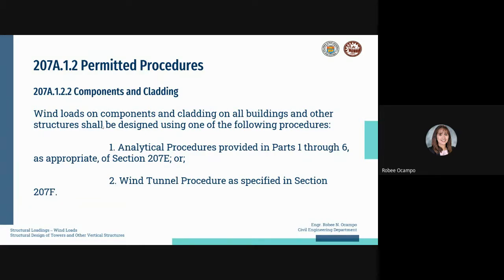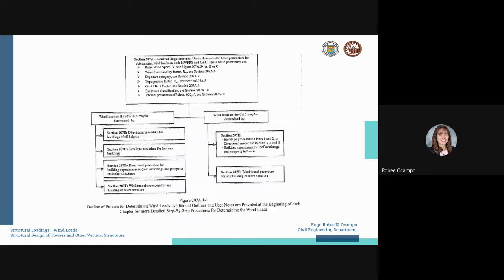Okay? Now, after the MWFRS, of course, we have the CNC, or what we call the components and cladding. Okay, so with computing for the wind loads for the CNC of all buildings and other structures, you could use one of the following procedures. Okay, the first procedure, you have the analytical procedure provided in part 1 through 6 of the section 207E, and the wind tunnel procedure as specified in section 207F.